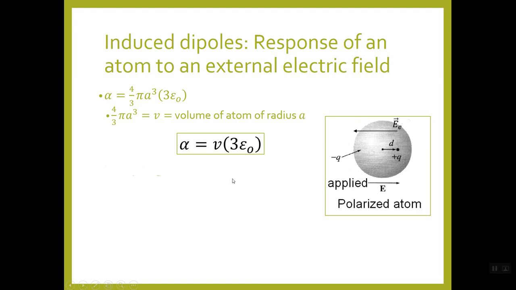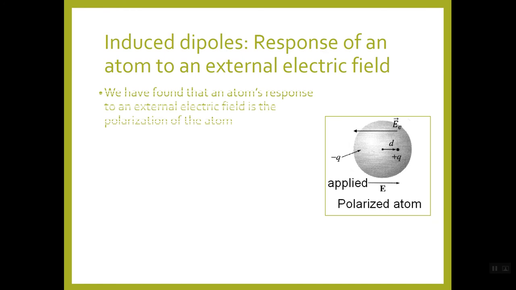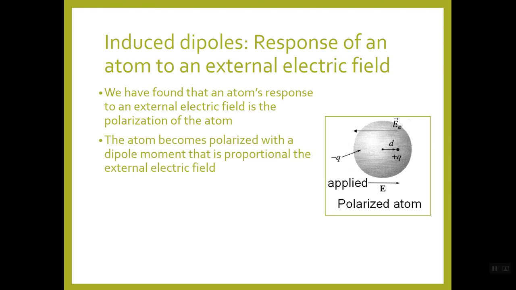And there are experimentally found values for this alpha. For hydrogen, that's what this value is, and for lithium, we have these values. So we found that an atom's response to an external electric field is polarization of the atom. The atom becomes polarized with a dipole moment that is proportional to the external electric field.